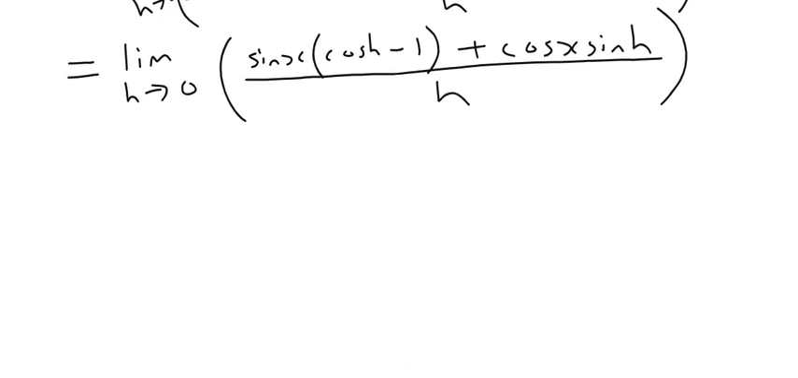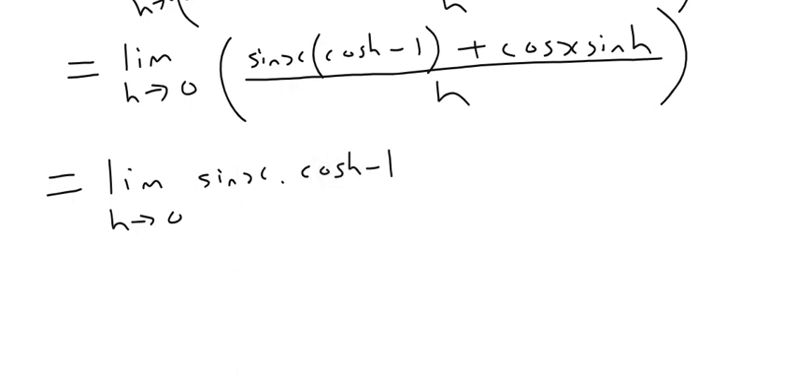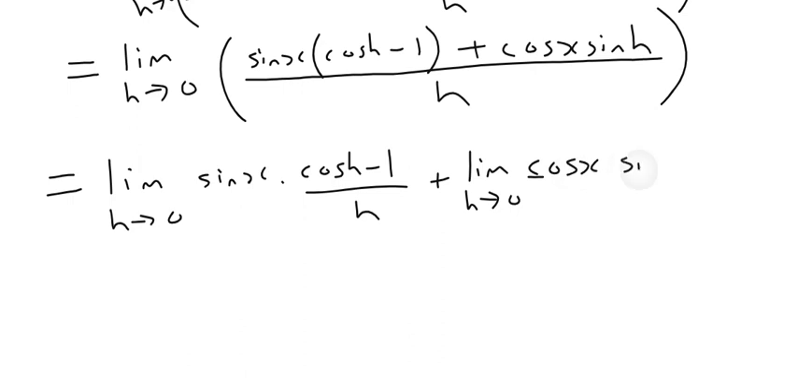I can now write this as two separate fractions. We're looking at the limit as h approaches 0 of sine x times cos h minus 1 over h, plus the limit as h approaches 0 of cos x times sine h over h.